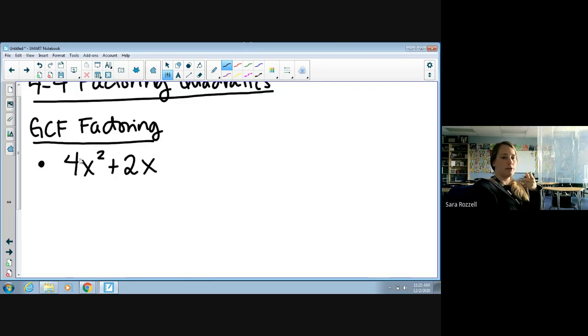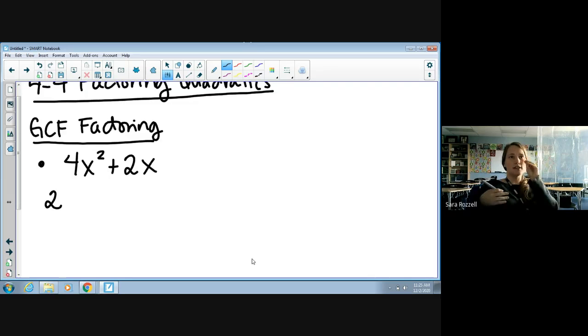I always look at my numbers in the front, my coefficients, first. I have a 4 and a 2. What number divides into 4 and 2? 2, right? So I'm going to be able to divide a 2 out of everything. I'm going to bring that to the front because 2 goes into 4 and 2. And then I look at my variables. Is there an x in every single term?